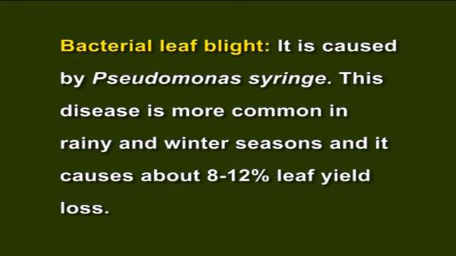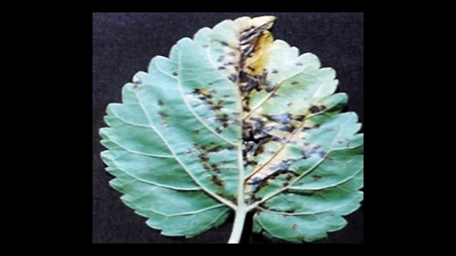Bacterial leaf blight. It is caused by Pseudomonas syringae. This disease is more common in rainy and winter seasons, and it causes about 8 to 12% leaf yield loss. The symptoms of this disease are numerous water-soaked spots which deteriorates nutritive value.